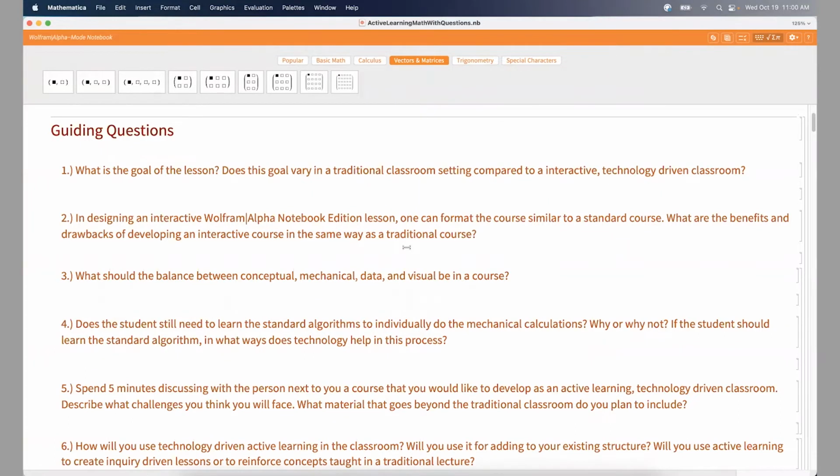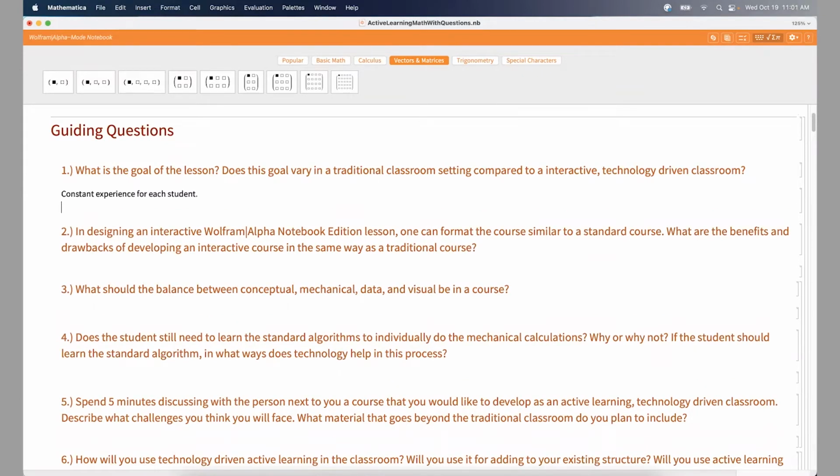I'd just like to get feedback from the audience here. In your mind, what is the difference between a traditional classroom and one that's technology driven? Right, so we can have more constant experience for each student. What are some other ways that a traditional classroom is going to be different than a technology-driven classroom?